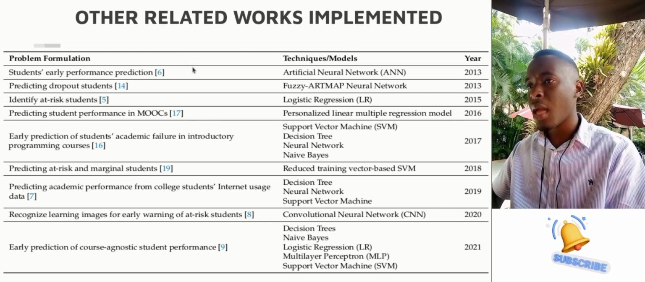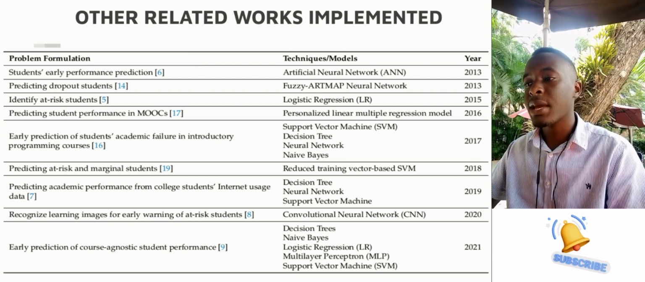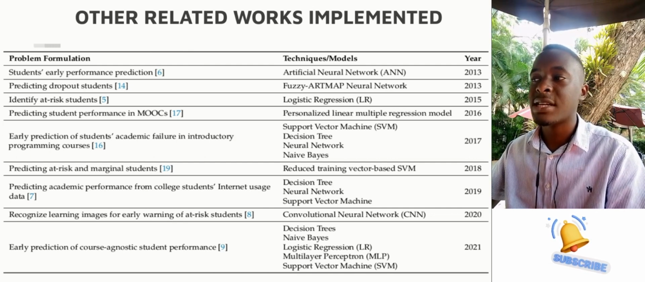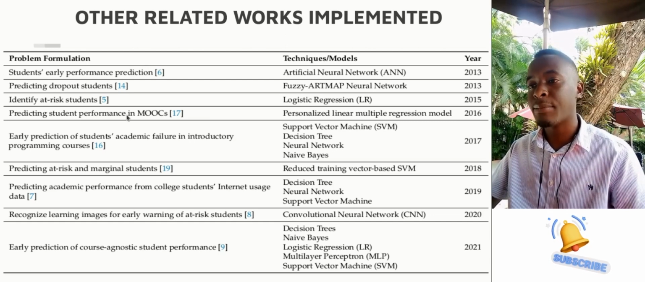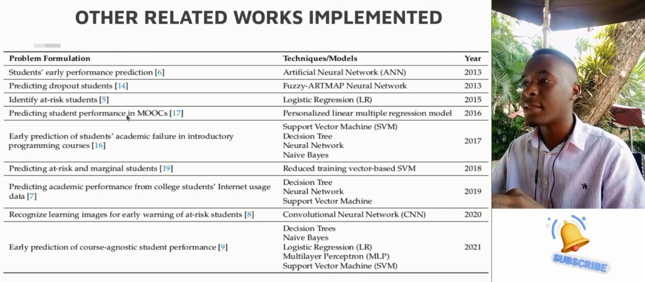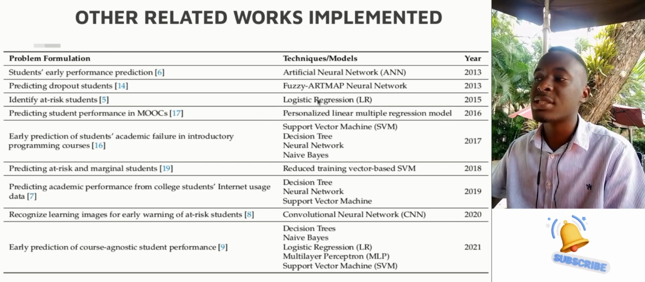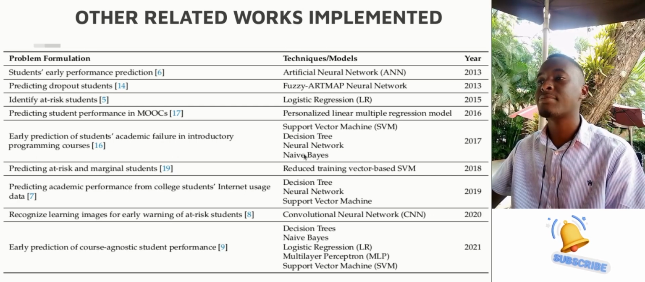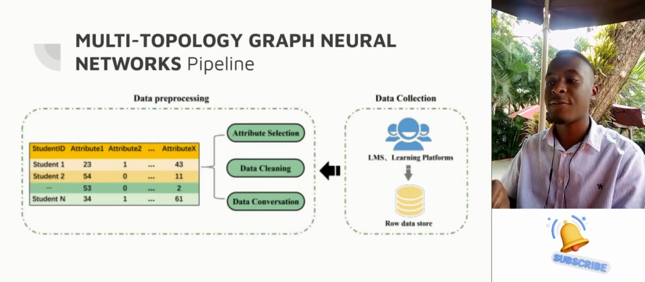And the reason for this paper is that it is highlighting the features that they identified as the most important, so that they can improve and build a better model. If you look at the models or techniques used on this side, some people use logistic regression, support vector machines, neural networks, and naive Bayes. But in this review paper, we are going to be doing a multi-topology graph neural network.